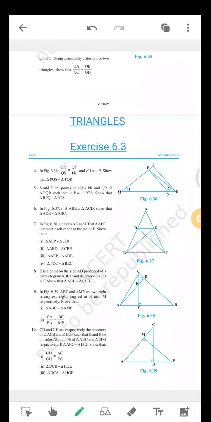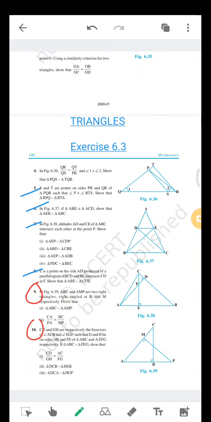Welcome back everyone. In the last session we have seen a few questions from exercise 6.3. We completed question number 5, 6, 7 and 8. Now in today's session we are going to do question number 9 and 10 of exercise 6.3.